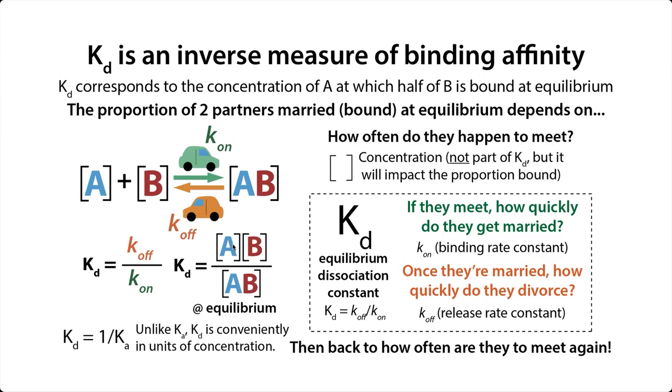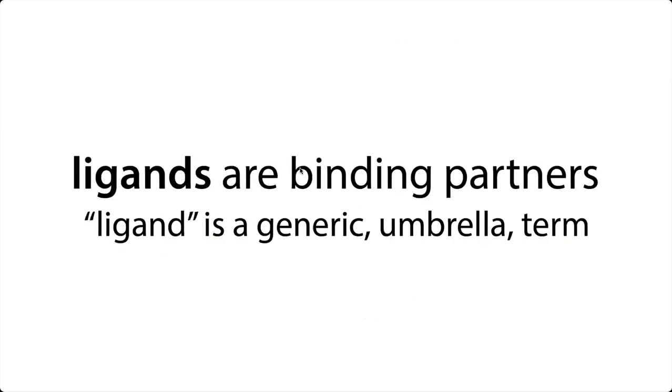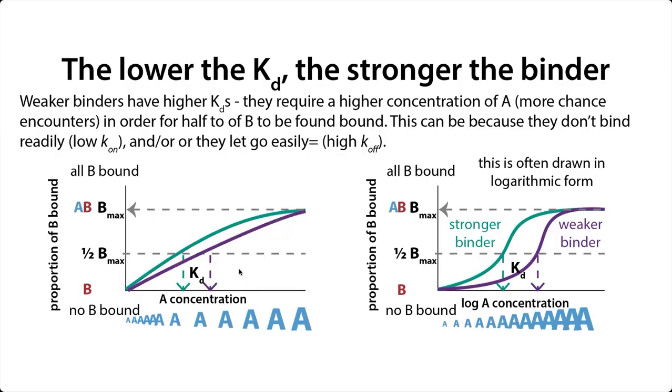So it's an inverse measure of affinity, because the Ka would be the binding affinity. The KD is the inverse of that. And so a smaller value is going to be a higher affinity, meaning that it's going to take less of the binding partner around in order for half of it to be bound.